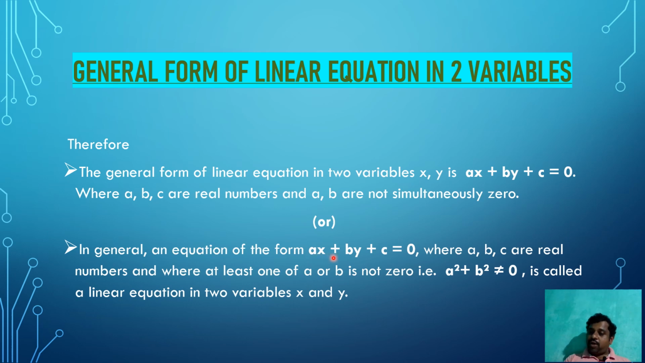An equation in the form ax plus by plus c is equal to 0, where a, b, c are real numbers and where at least one of a or b is not 0, that is, a square plus b square not equal to 0, is called a linear equation in two variables x and y. I think you students have understood this. Otherwise, you can repeat this.